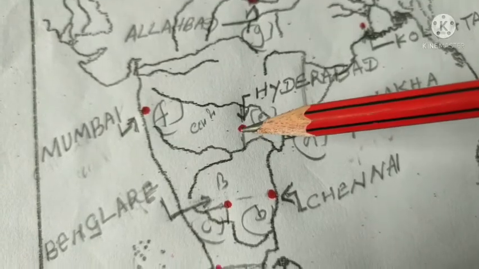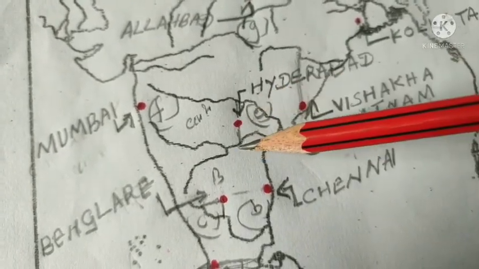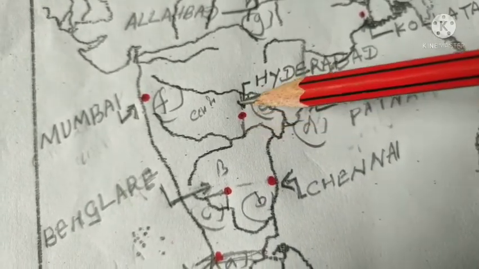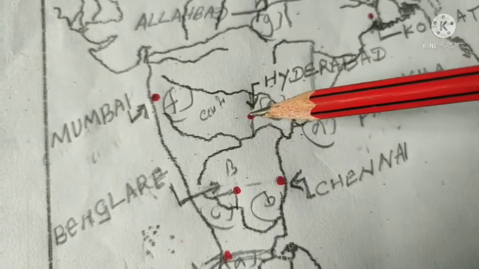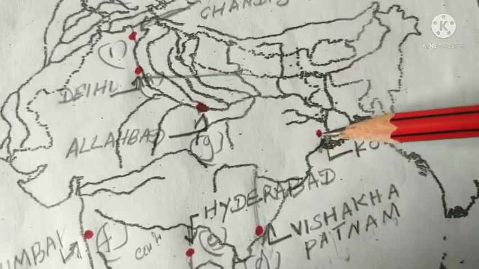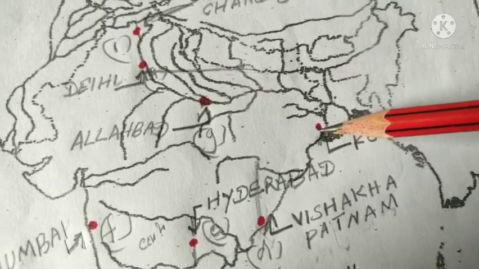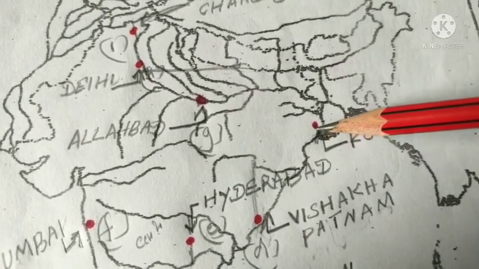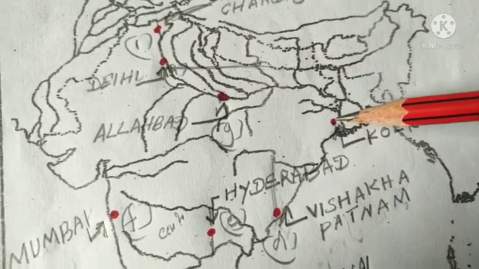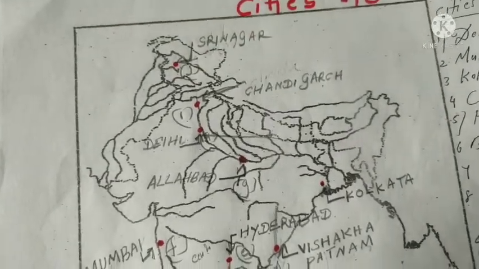Next is Hyderabad. Where is Hyderabad? So this is river Godavari and this is river Krishna. From here to here, the center part, you can mark Hyderabad. Then where is Kolkata? So here one delta is there. Two millimeter above or two millimeter from this point you can mark Kolkata. So this is all regarding the cities of India.